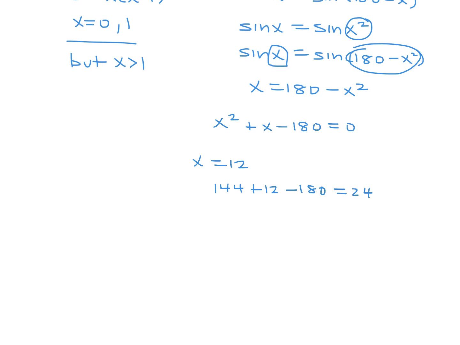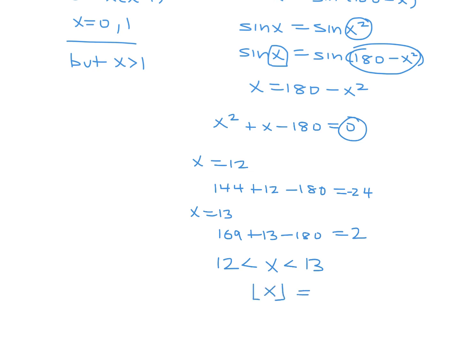No, it's minus 24. And if x is 13, this is 169 plus 13 minus 180, which is 2. Okay, so that means x has got to be between 12 and 13 in order for it to be 0. So x has got to be between 12 and 13. And if you therefore round up x to the closest integer, which is that symbol right there, it's 13.